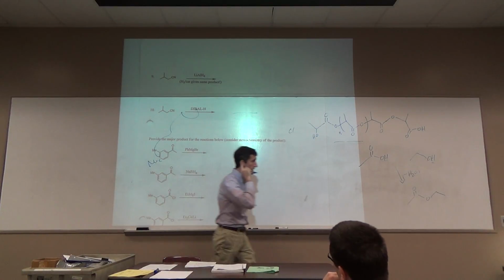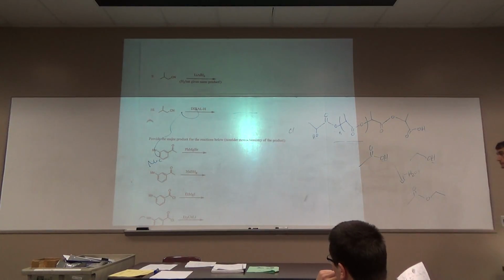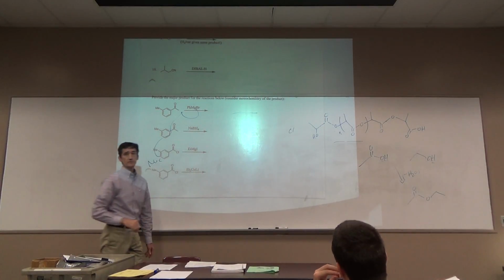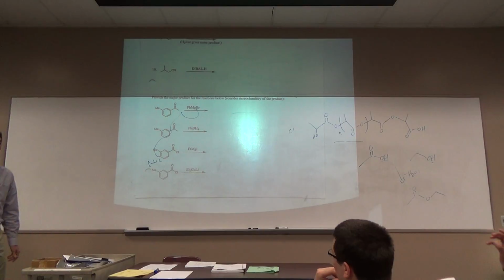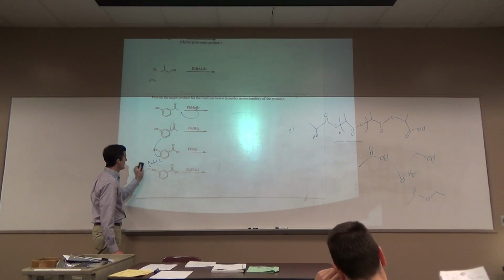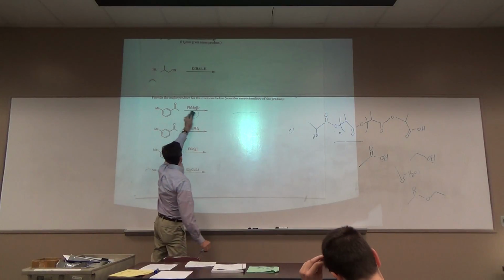Oh, we have a cuprate down here. Oh, that sounds like it's going to only add once. What are we starting with? Start with, say, an acid chloride. Well, that's the product I just erased. That's the ketone product with the ethyl, because it only adds once. Great way to make a ketone.